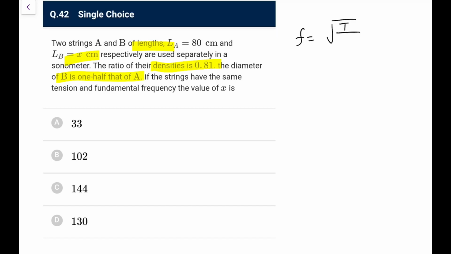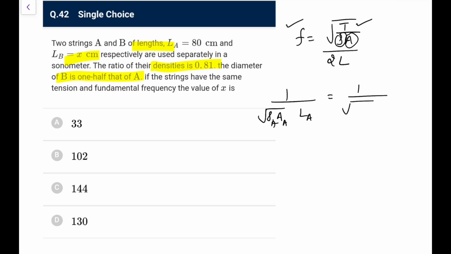V is root T by rho A, so f is root T by rho A upon 2L. I have written mu as rho A. Now the frequency is the same, the tension is the same, the ratio of densities is given, and the diameter ratio is given, so the length you need to find out. So I can directly say 1 upon root of rho A area of A into L of A would be equal to 1 upon root of rho B area of B into L of B.